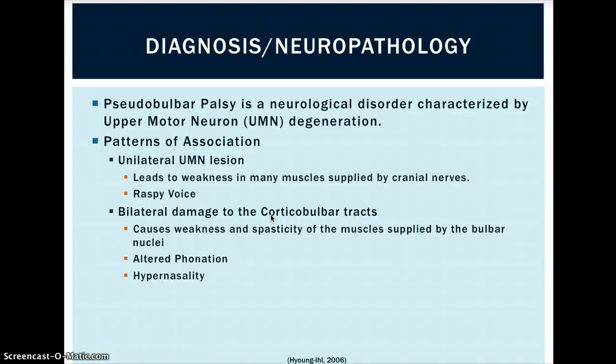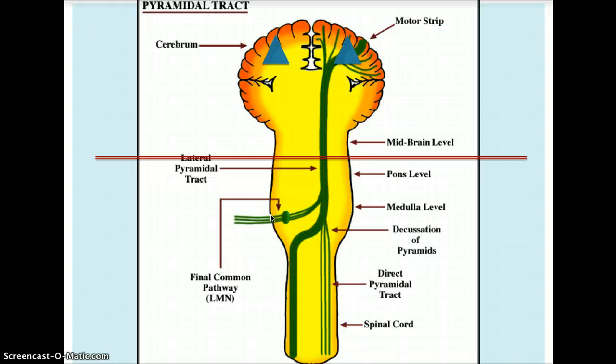Now, pseudobulbar palsy is a neurological disorder that is characterized by upper motor neuron degeneration. These are first-order neurons that originate in the cortical areas of the brain. Now, it can be caused by two different lesions, basically a unilateral upper motor neuron lesion or bilateral damage to the cortical bulbar tracts. So here I have a picture of the pyramidal tract system.